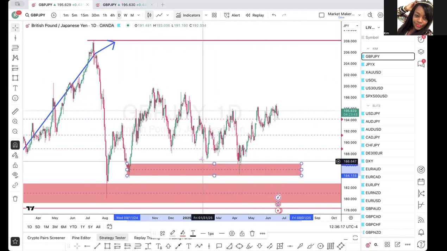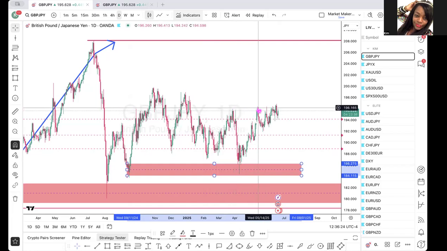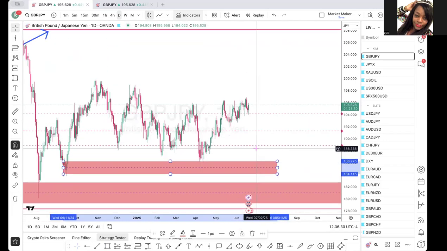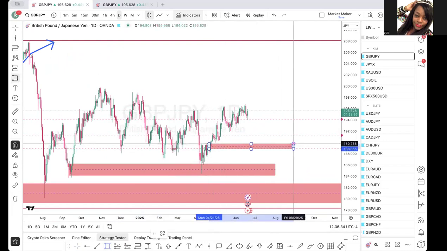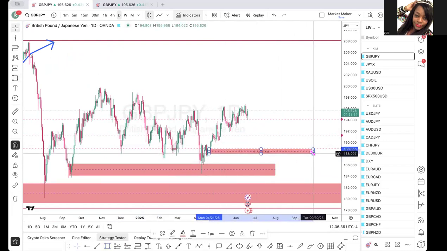Broke this swing high. This was the break of structure here. And then this was the swing high where price broke above. This was the swing low. Price broke above the swing high. So the next zone I'm looking for price to come back to and buying up is from this demand zone here.